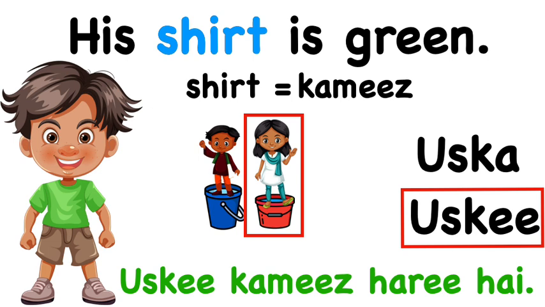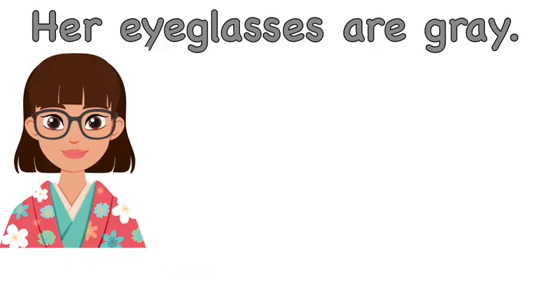So see how even though it's a his sentence, his shirt is green, we still use uskee because kameez is a stri noun. So you've learned in class when I have taught you that nouns are like the noun of Hindi because everything revolves around the noun. We changed our uska to uskee because kameez is a stri noun, and we changed hara to hari because kameez is a stri noun. All right, let's do another one.